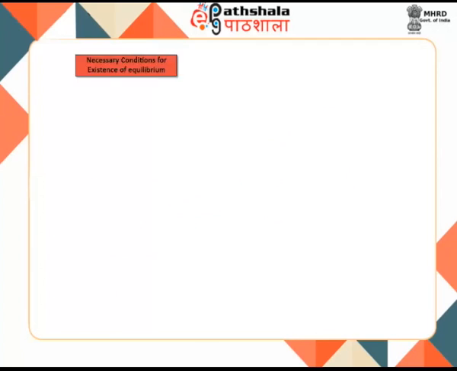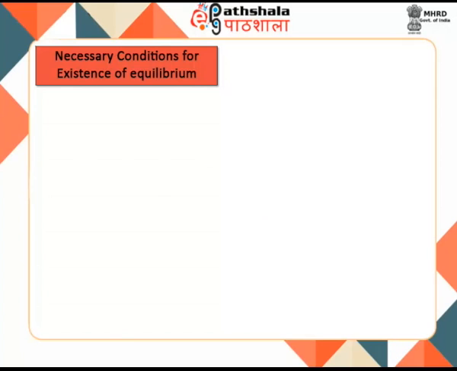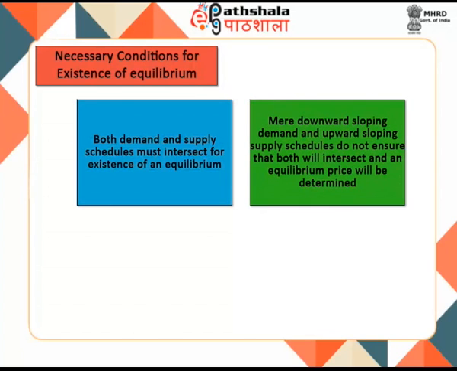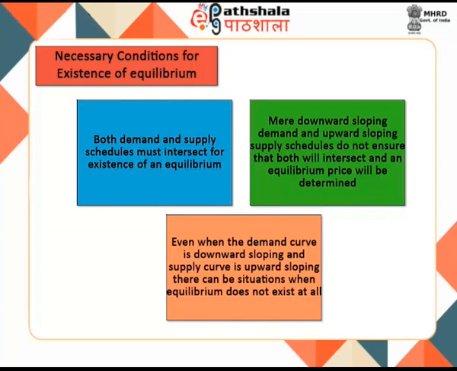Let's now discuss the necessary conditions for the existence of equilibrium. It's necessary to emphasize that both demand and supply schedules must intersect for the existence of an equilibrium. Mere downward sloping demand and upward sloping supply schedules do not ensure that both will intersect and an equilibrium price will be determined. In other words, there is no guarantee that equilibrium will exist. Even when the demand curve is downward sloping and the supply curve is upward sloping, there can be situations when equilibrium does not exist at all.